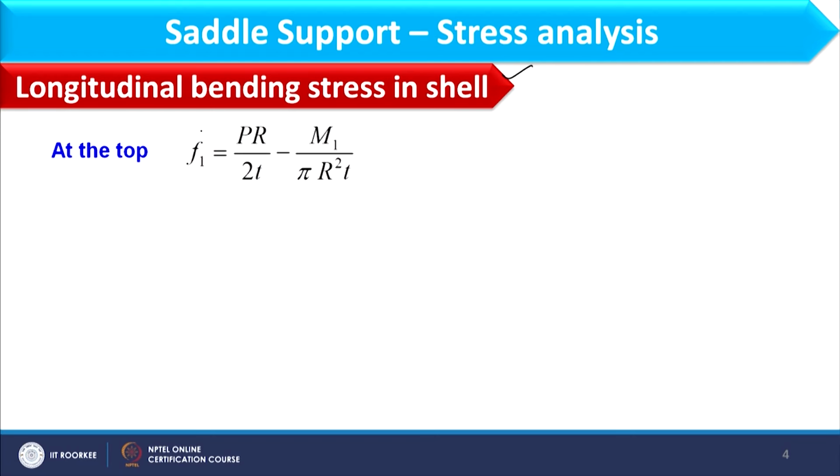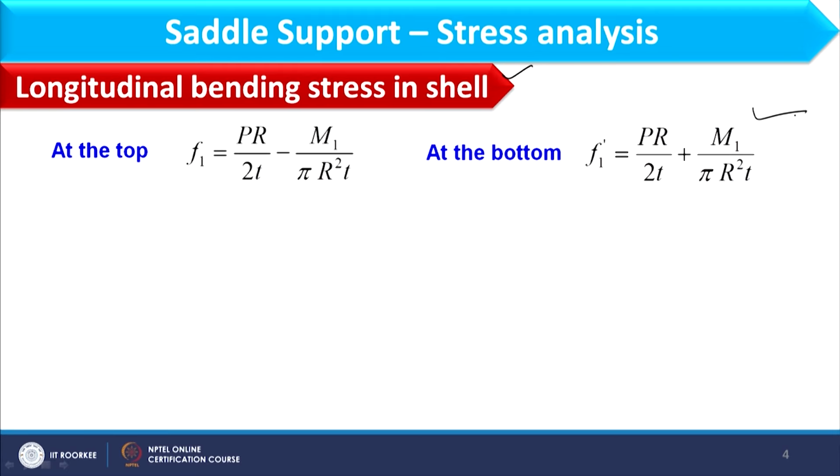So, stress at the top is given by F1, which is equal to P r by 2t minus M1 by pi r square into t. And at the bottom we will calculate F1 dash as a longitudinal stress, and that is given by this expression. Here you see we have a plus sign at the bottom and a minus sign at the top. So, stress at the bottom would be maximum.